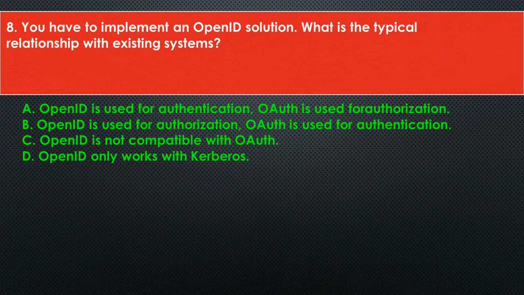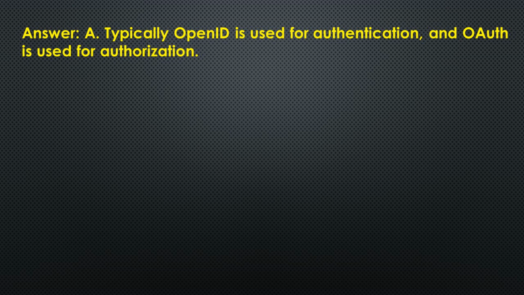8. You have to implement an OpenID solution. What is the typical relationship with existing systems? A. OpenID is used for authentication, OAuth is used for authorization. B. OpenID is used for authorization, OAuth is used for authentication. C. OpenID is not compatible with OAuth. D. OpenID only works with Kerberos. Answer: A. Typically OpenID is used for authentication, and OAuth is used for authorization.